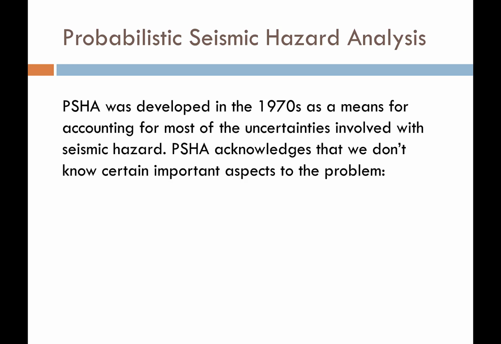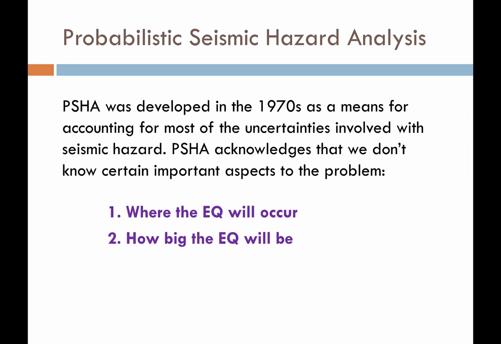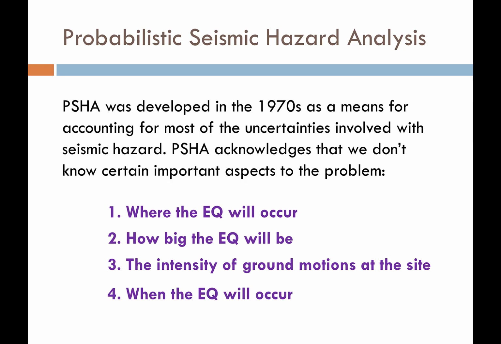And these are all of the uncertainties that go into a seismic hazard analysis. We don't know where the earthquake will be. We don't know how big the earthquake will be. Even if we knew where and how big the earthquake would be, we still have a lot of uncertainty of how large the ground motions at our site are going to be. And then we don't know when the earthquake's going to occur.